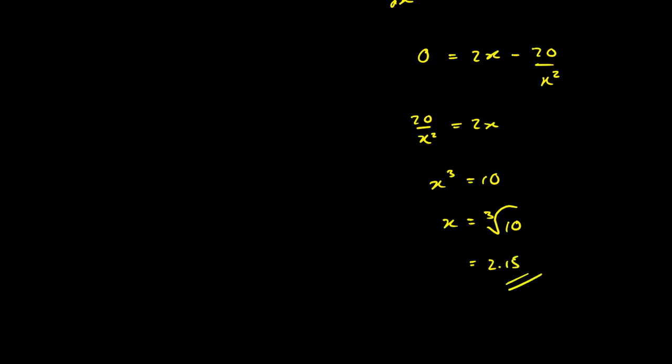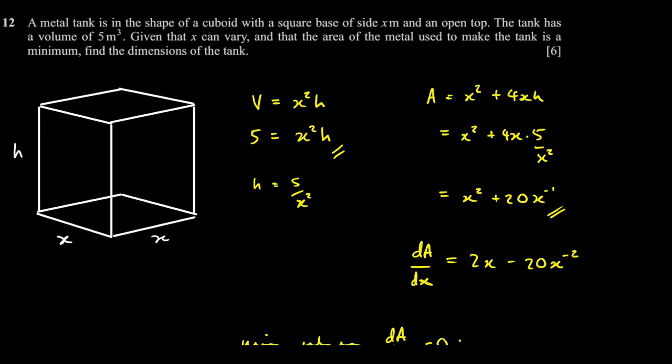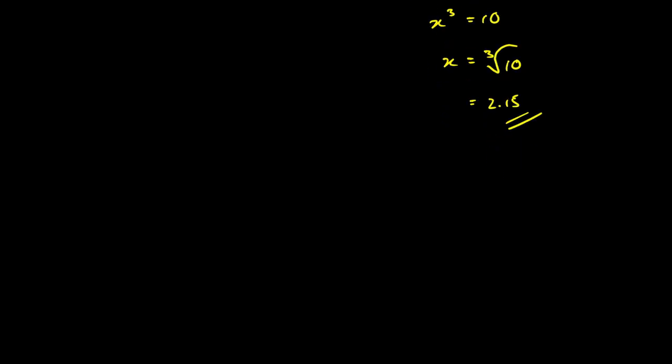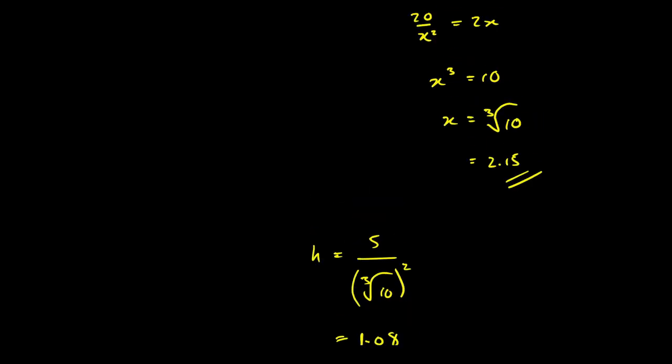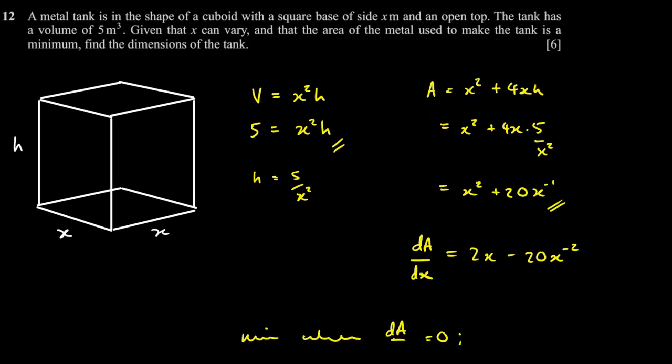Okay, so that's that. And what do we want to do? We want to find the dimensions, right? So we want to find h as well. So h is equal to 5 upon x squared. So h is equal to 5 upon the cube root of 10 all squared. And that guy is going to be equal to 1.08. Okay, so I think that's all the question is asking us to do. Yeah, find the dimensions of the tank.